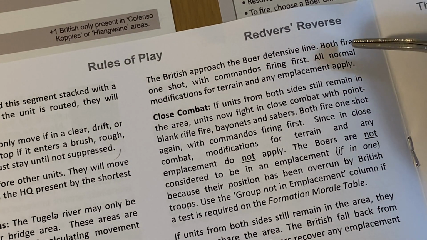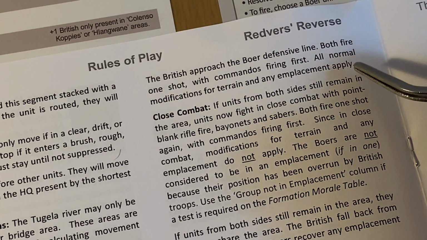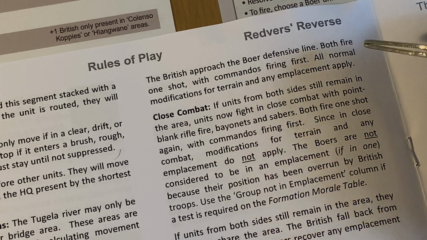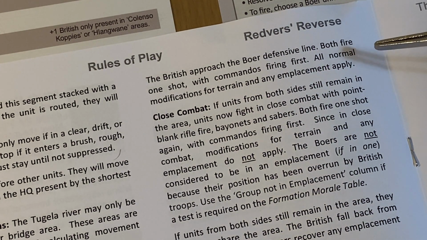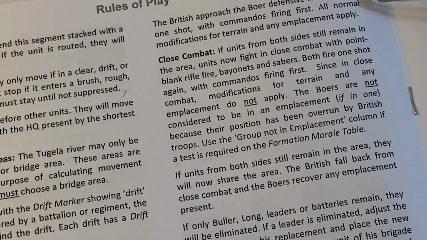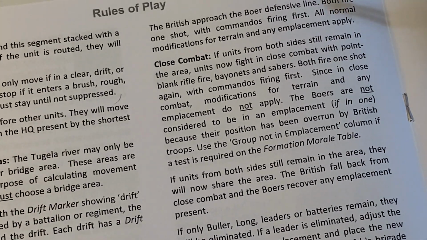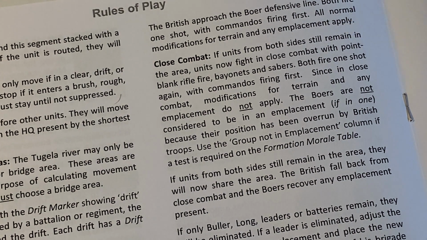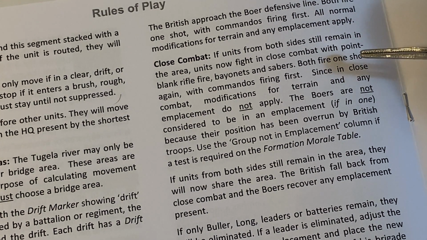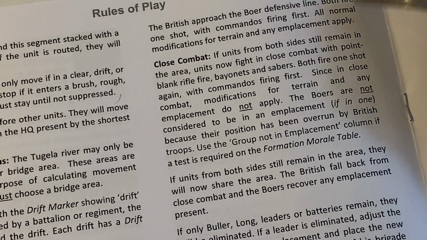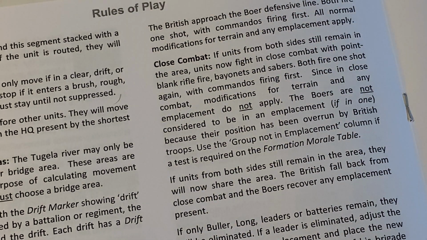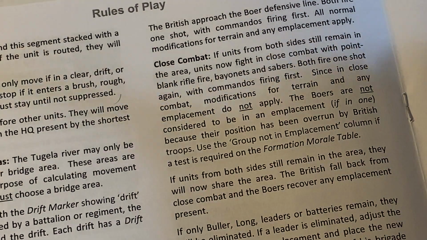The British approach the Boer defensive line. Both fire one shot with commandos firing first. All normal modifications for terrain and any emplacement apply. So the first shot is basically like we do Boer rifle fire and then British rifle fire in the winner for that first part of this assault segment. And then close combat comes in.